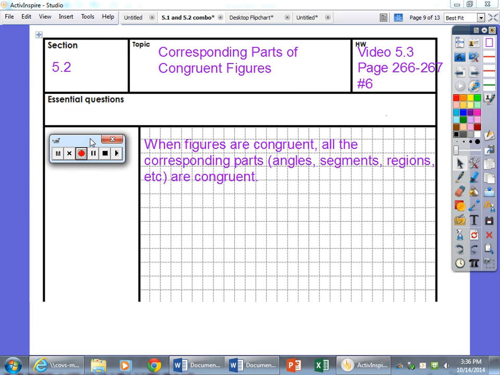Alright, so tonight we're looking at section 5.2. We're going to look at something called corresponding parts of congruent figures.